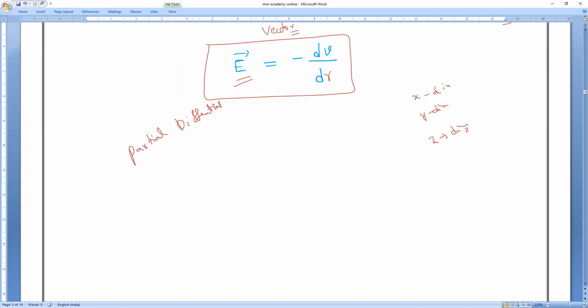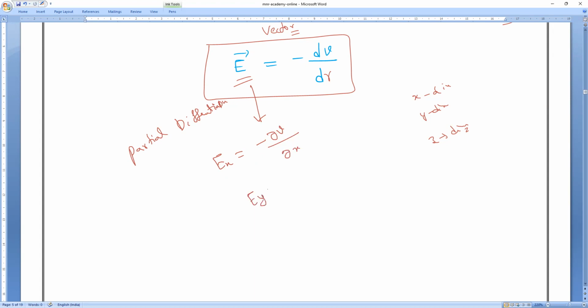Partial differentiation. You understand? So what is partial differentiation? Nothing there, it's very simple. Suppose you want to find the field in the x-axis, then the formula is minus the partial differentiation of V divided by the partial differentiation of x.